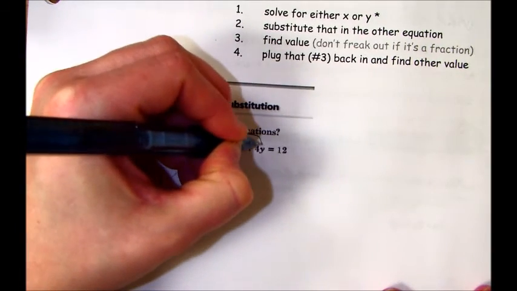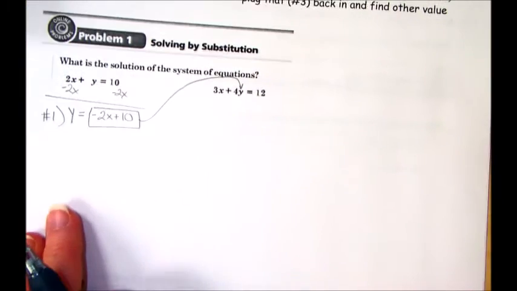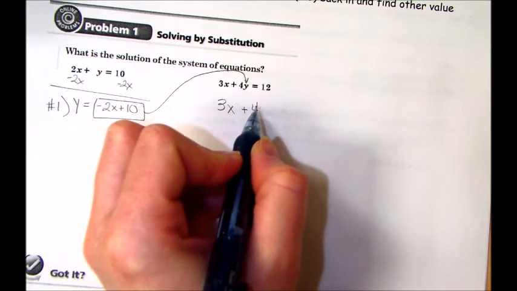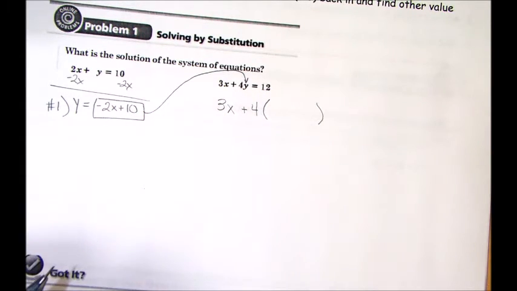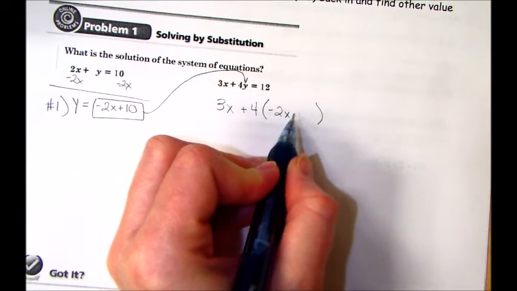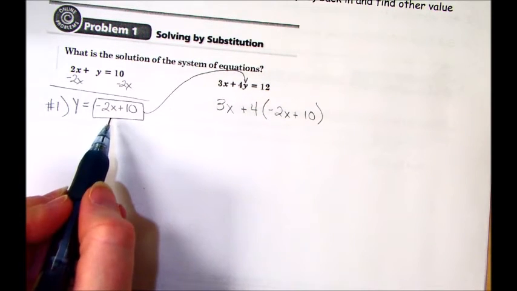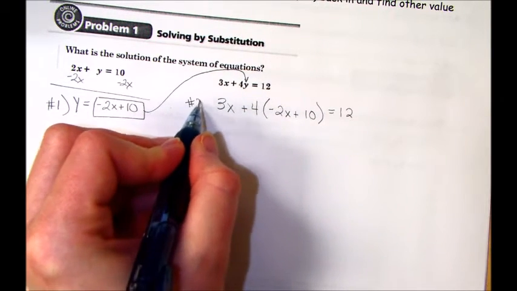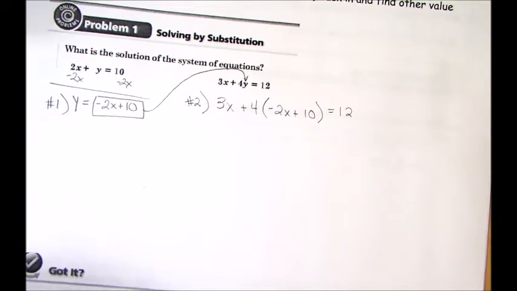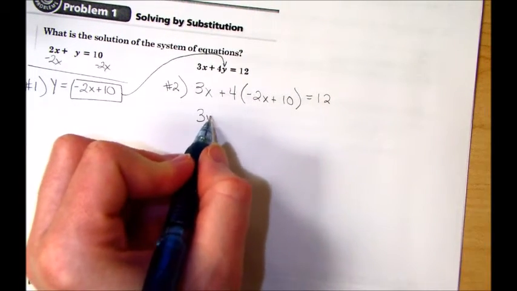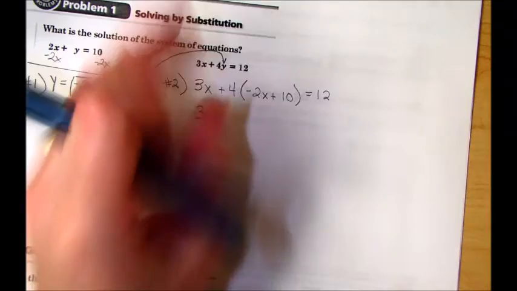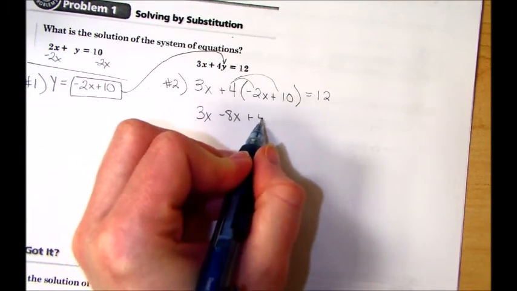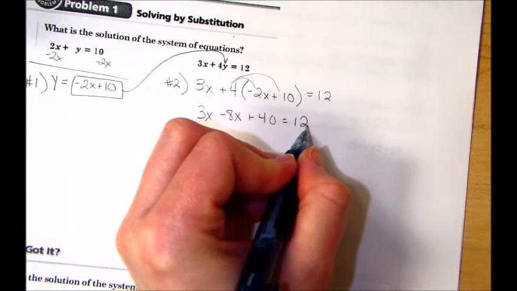So I'm going to try to draw an arrow so you can visually see what I'm doing. I'm going to keep my 3x, I'm going to keep my plus and my 4, but I'm going to take out the y and put in negative 2x plus 10 from step 1. And then that equals 12. This is step number 2. Now I'm going to distribute. Let's see, when I distribute a positive 4, I'm going to get negative 8x plus 40 equals 12.